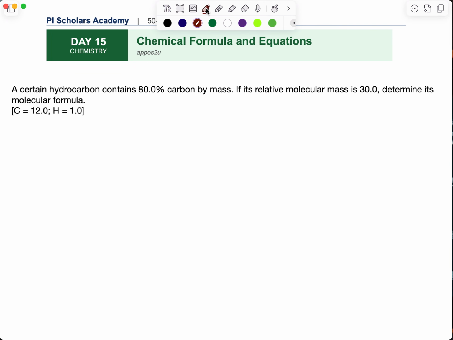It says a certain hydrocarbon contains 80%. So when you hear hydrocarbon, you're talking about carbon and hydrogen. So there is carbon, there is hydrogen. 80% by carbon, so that's 80 by mass. If its relative molecular mass is 30, now we have been given the relative molecular mass of the hydrocarbon as 30. 80% by mass, what is its molecular formula?